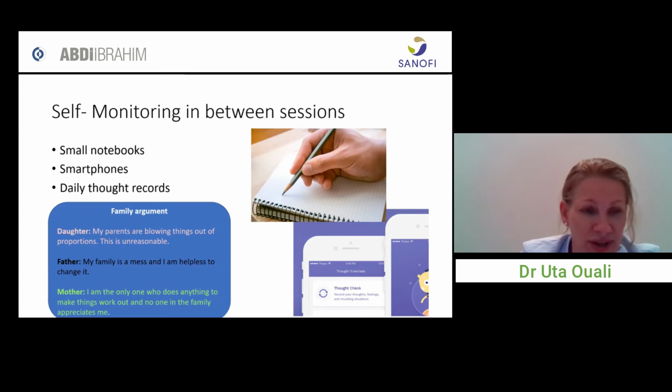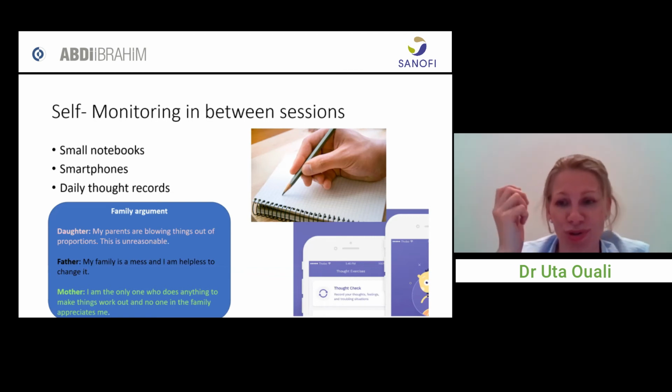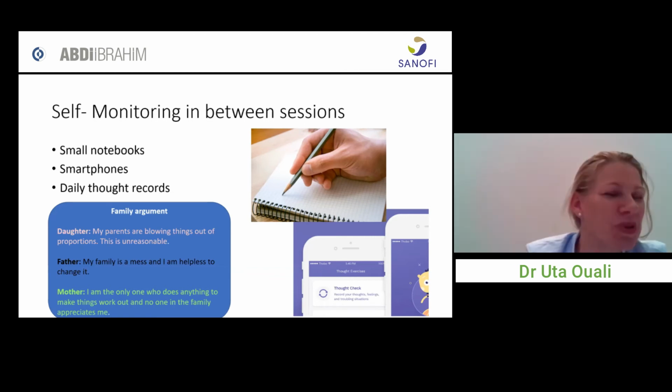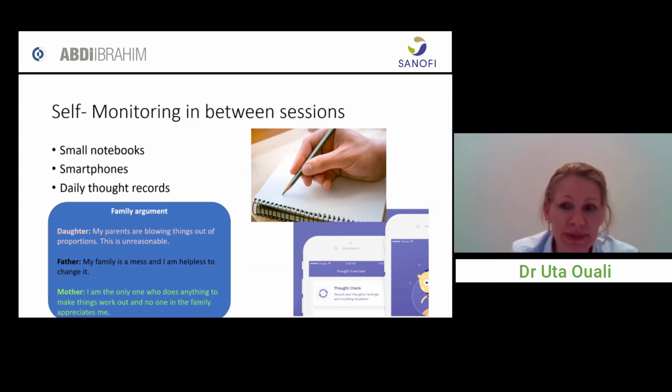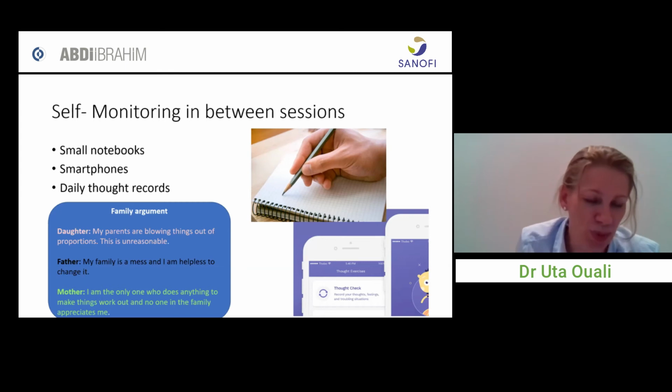For this, patients or family members are given small notebooks, or for the younger generation or the more advanced generation, smartphones. And they can do a daily thought record. The interesting part about it is that, for example, you ask each family member to record conflicts that arose in between sessions. And what you can see is then that each family member might have another perspective on this conflict. I give you the example of a family argument, as you see here in the blue box.